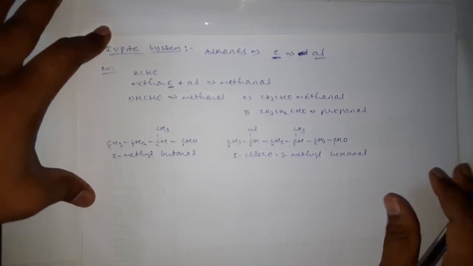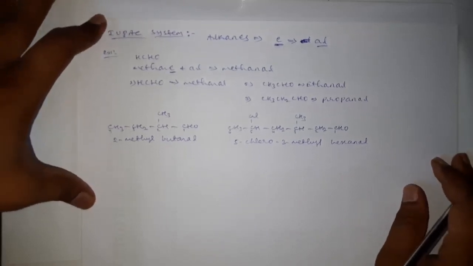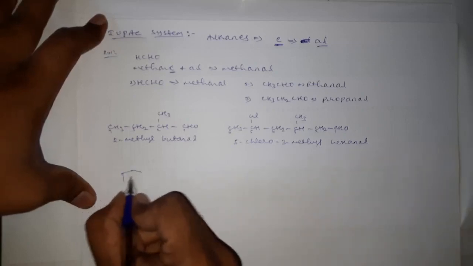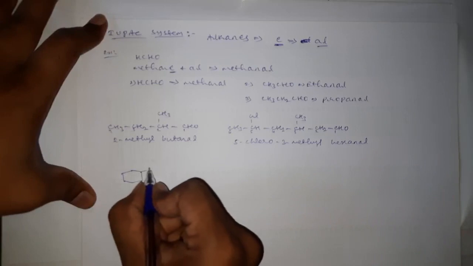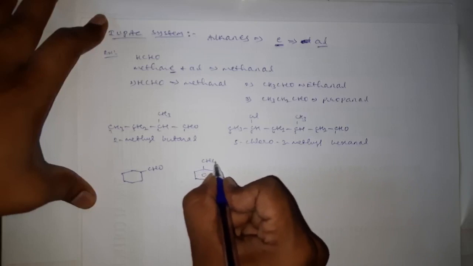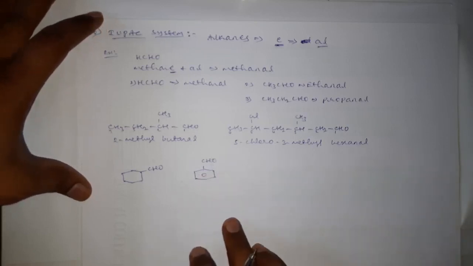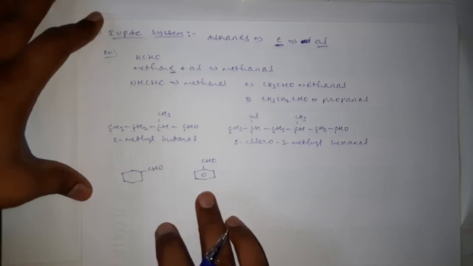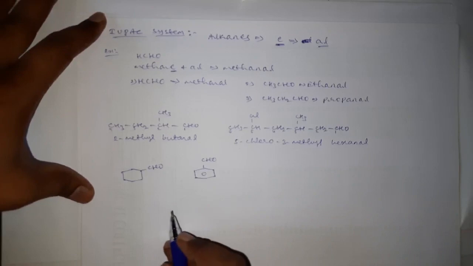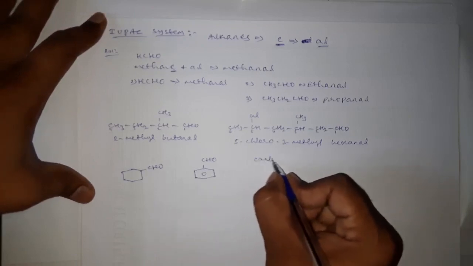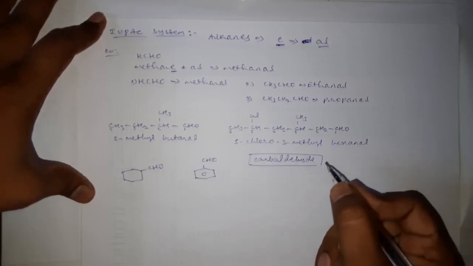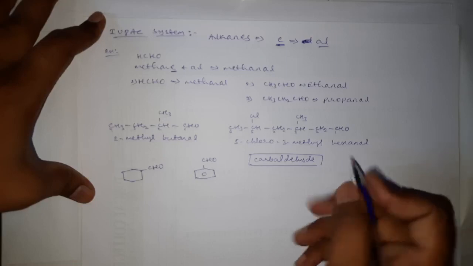Okay, and if an aldehyde group is attached to a ring, take for example this cyclohexane or a benzene, then how do we name the aldehyde of this type by the IUPAC system? See, if the aldehyde group is directly attached to a ring, then we have to use the suffix carbaldehyde. We have to add the suffix carbaldehyde to the full name of the hydrocarbon.